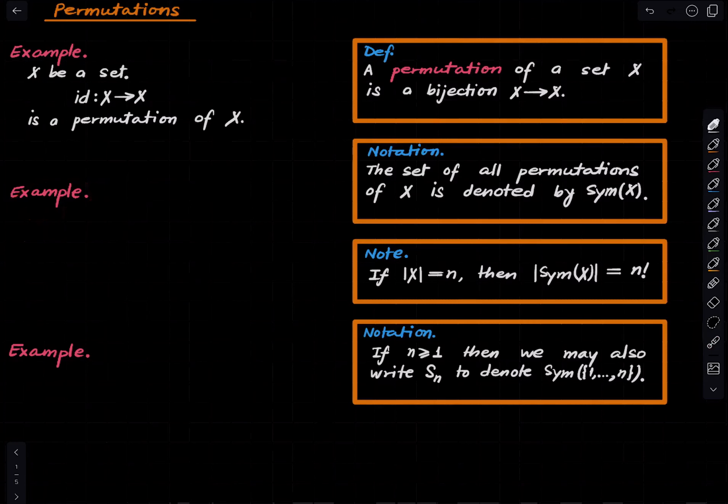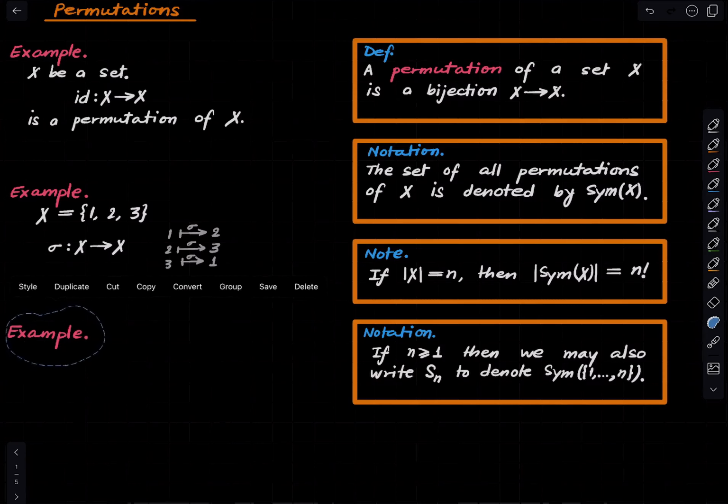Second example. This time you take X as the first 3 natural numbers, and define sigma. Generally, permutations are denoted by small Greek letters, sigma, tau, theta, etc. So what is the definition? The way we define it is: send 1 to 2, 2 to 3, and 3 to 1. This is another example of a permutation.